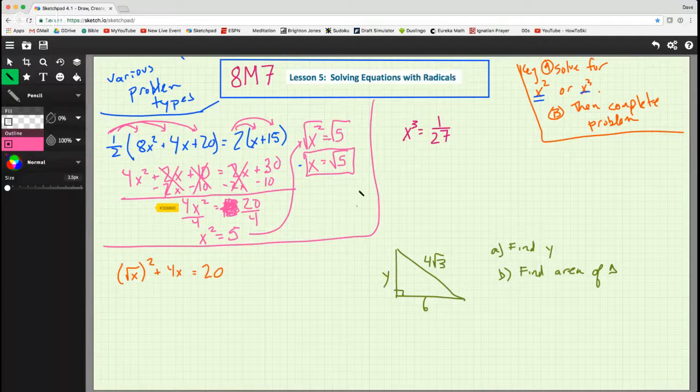Okay, now let's go on to this one. The square root of x squared plus 4x equals 20. Well, the square root of x squared is just x, and that's what we learned. That's our building block. If you take the square root of a number and then square it, you get that original number, because the square root of x times the square root of x is just equal to x. So x plus 4x equals 20. Now let's combine like terms. 5x equals 20. Divide by 5, divide by 5, and we get x equals 4.